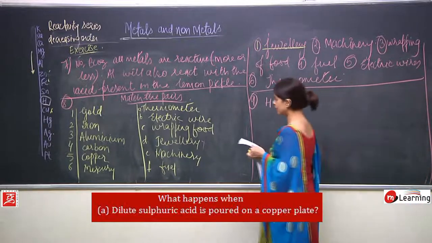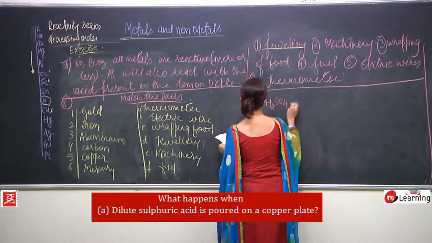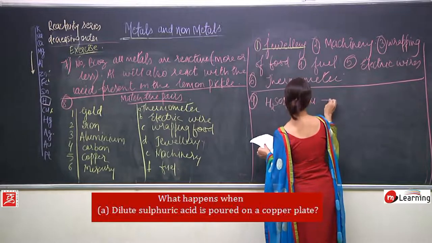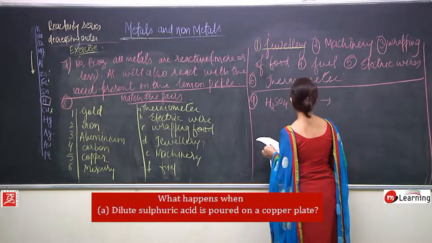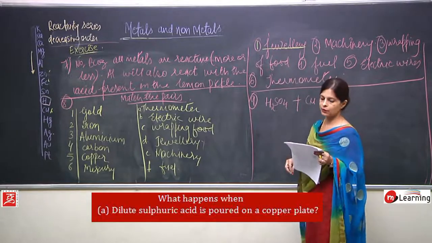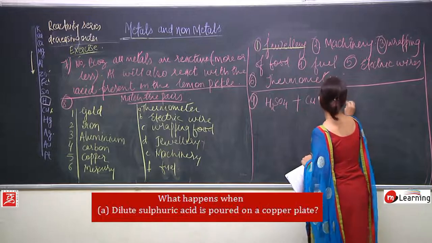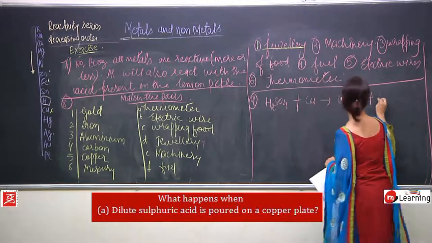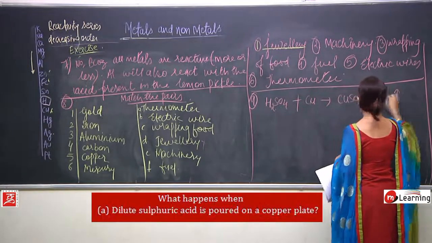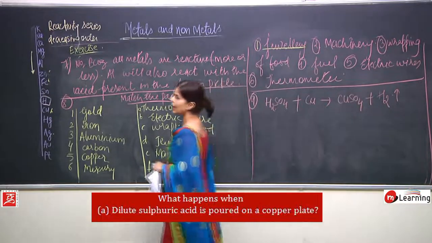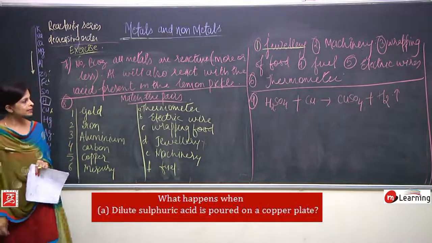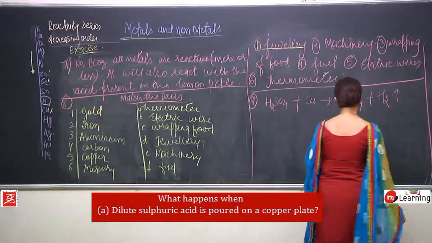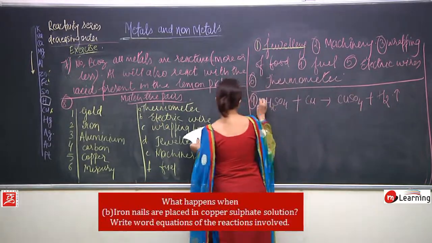Now dilute sulfuric acid, H2SO4 plus what? Copper plate, Cu. So what will happen? Obviously, copper reacts with sulfuric acid. We all know that. CuSO4 will be formed. What is left? Hydrogen is left. Sulfuric acid is going to react with the copper, and copper sulfate will be formed, and hydrogen gas will be liberated. Okay, now second thing they are asking, this was A.